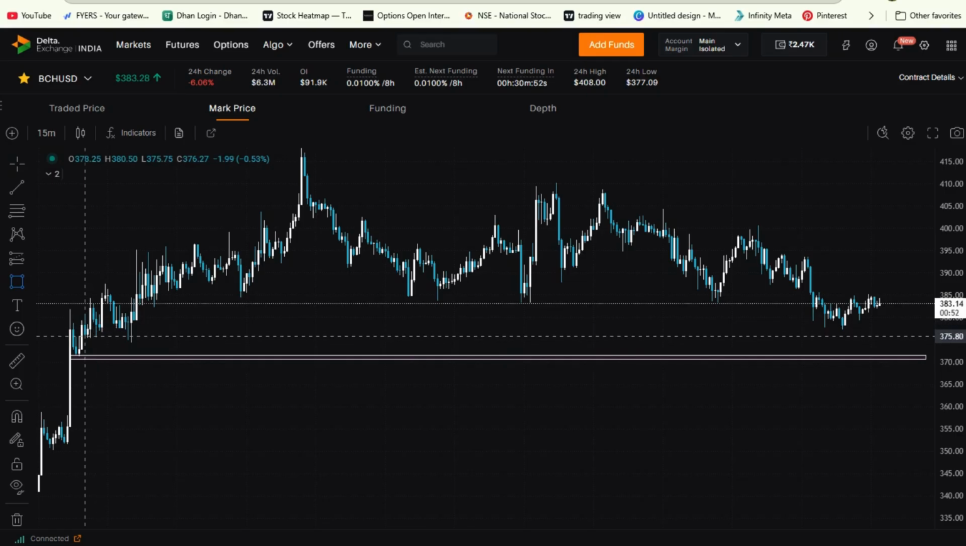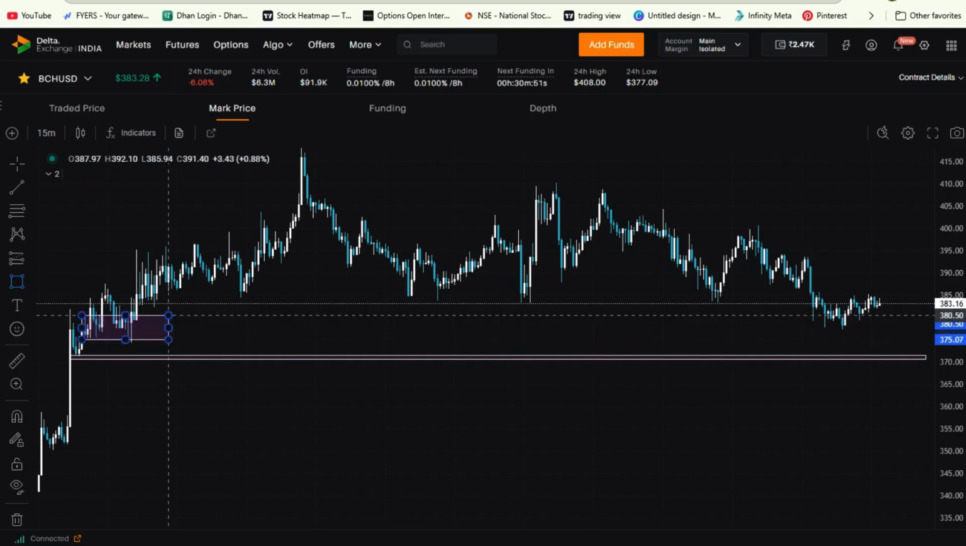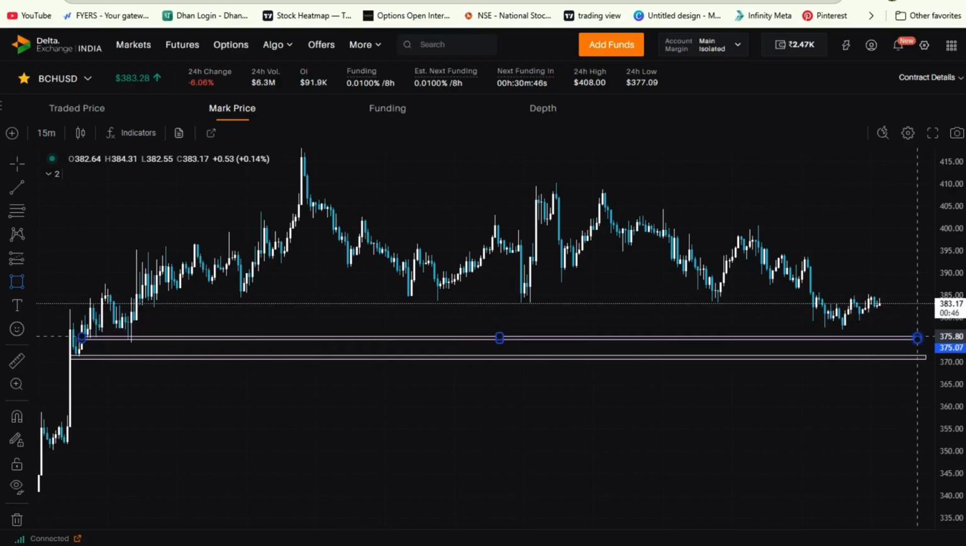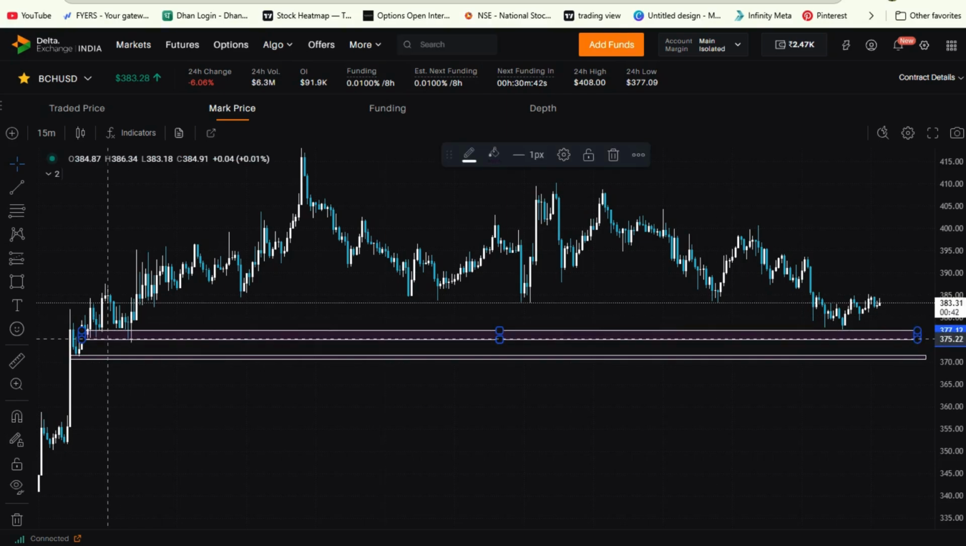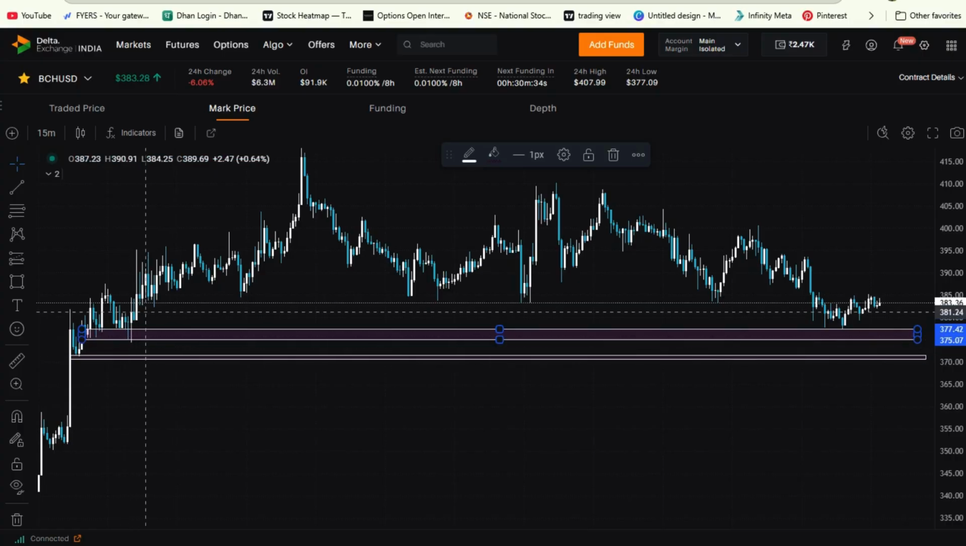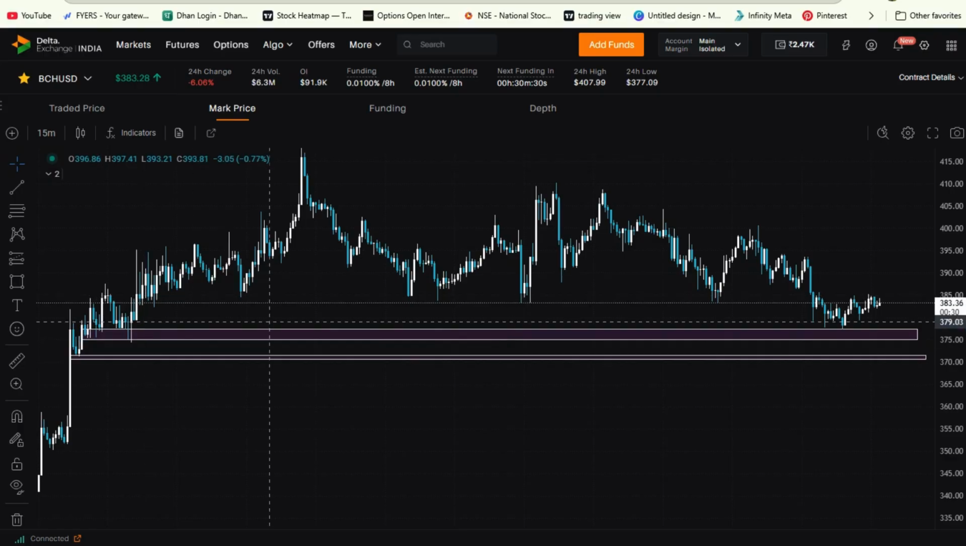So we can mark this level as our support zone, okay. So this becomes our support, where the price is exactly trying to take the support from this level and bounce up. Did the price come back to this level? No. So we'll try to mark the next support level over here.